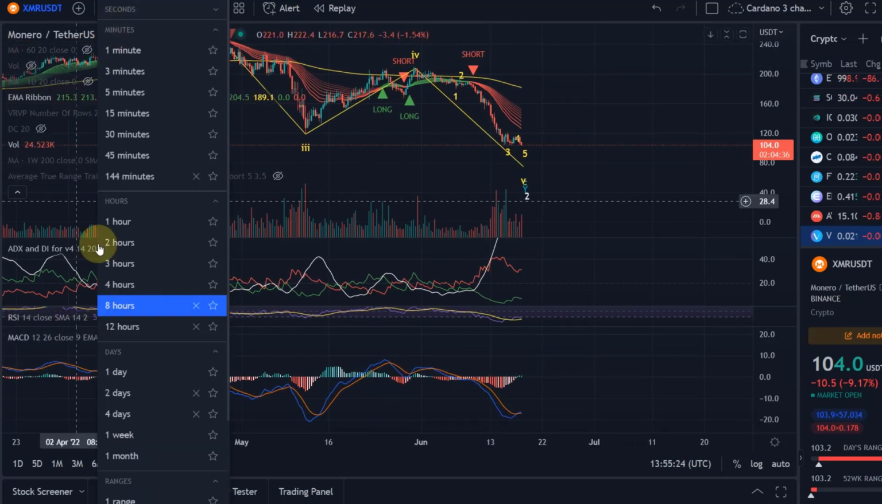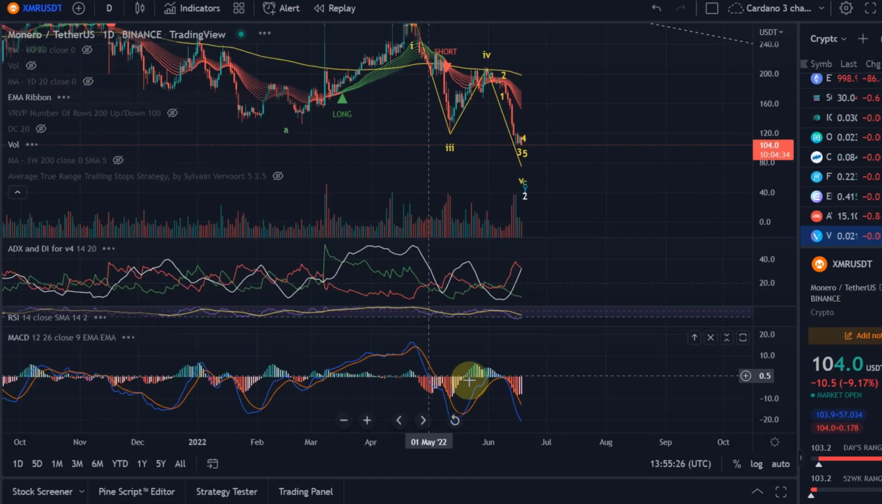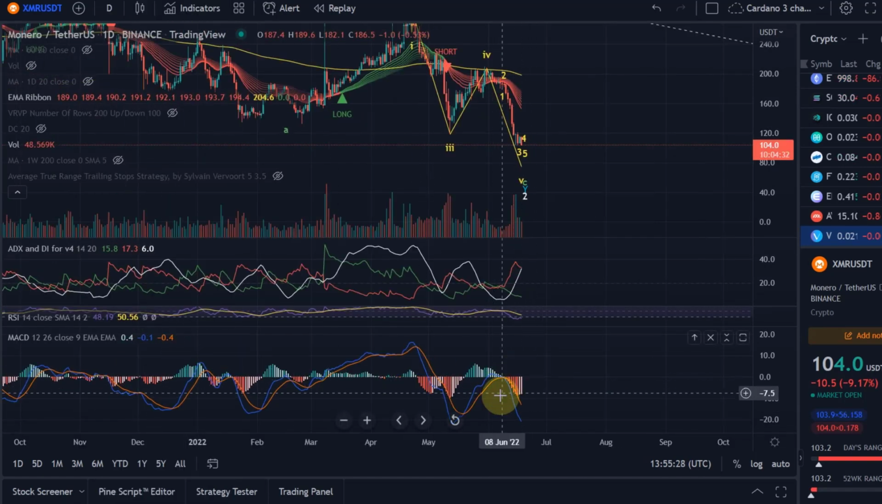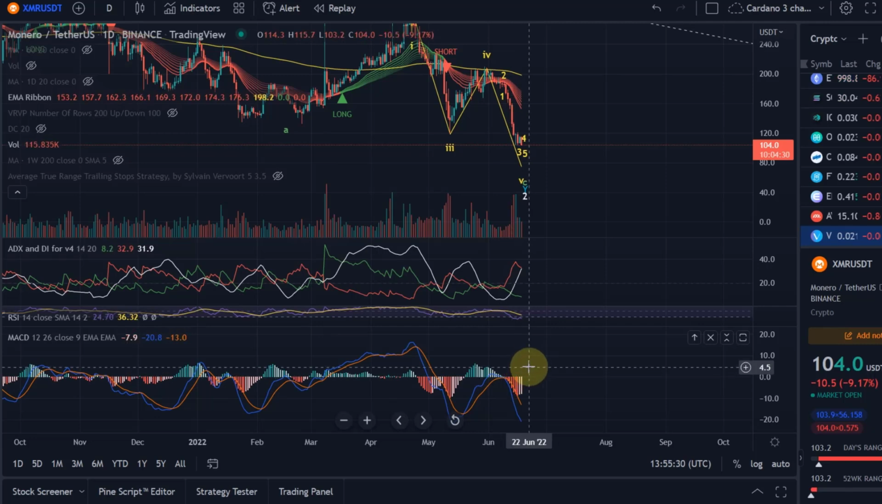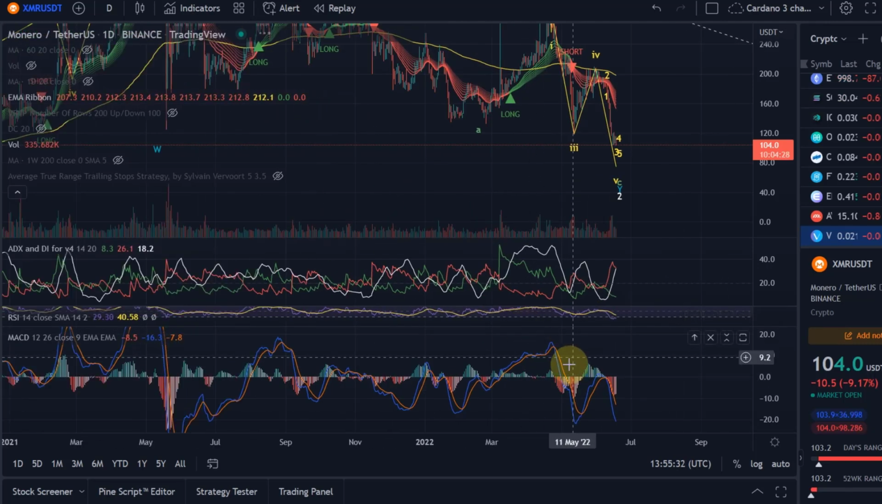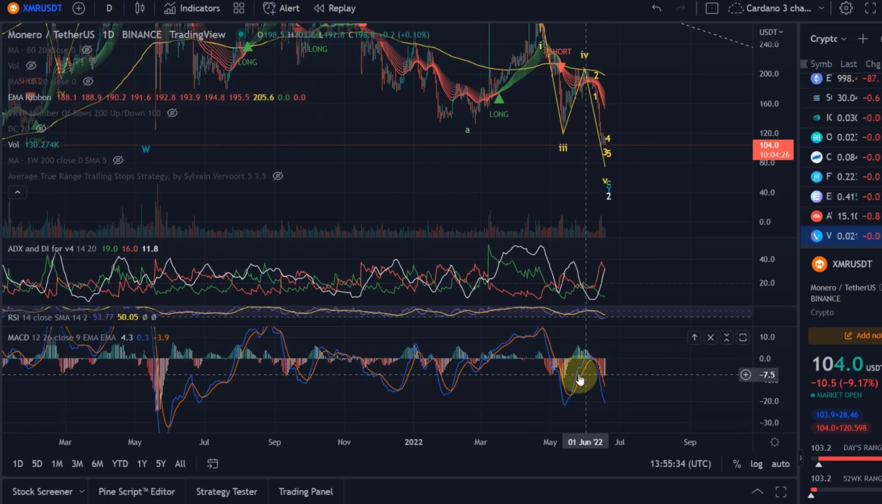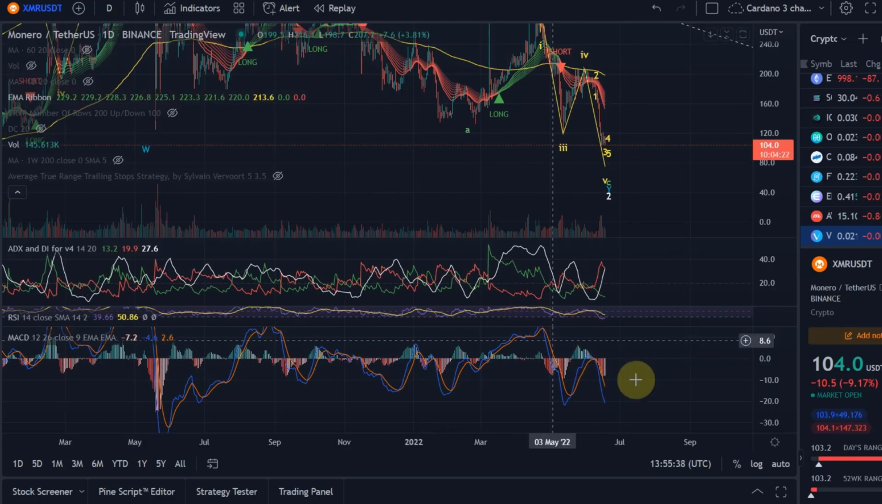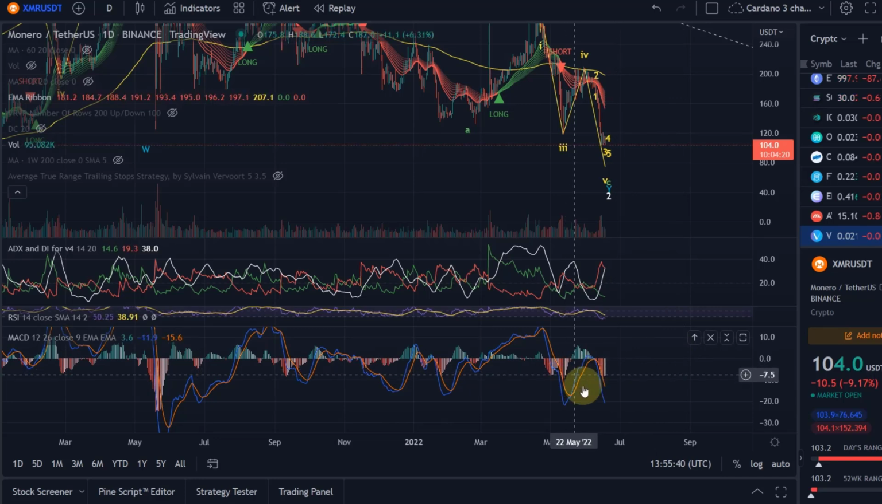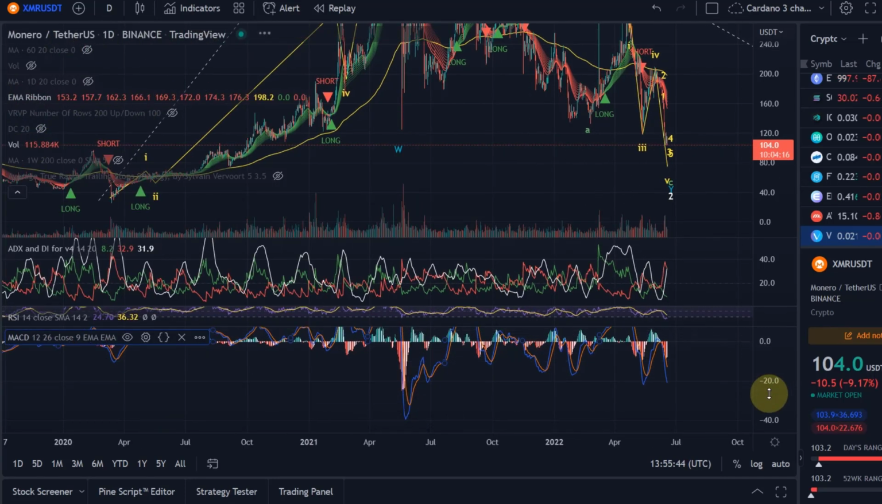So if that translates over onto the daily, which it starts to be doing, we start to see a reduction in negative momentum on the daily. That could seriously lead here to some upside. This is where it starts, on the 4-hour, then on to the 8-hour, and then to the daily. And when this pushes up, this could push it all up.